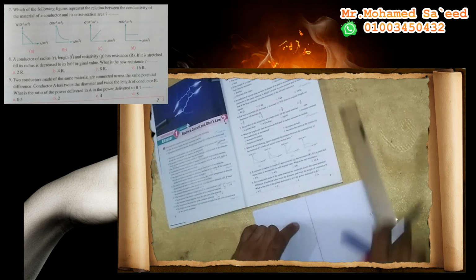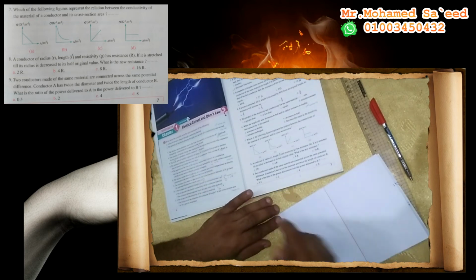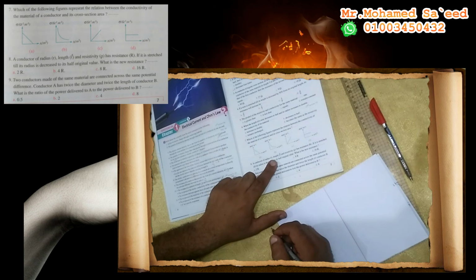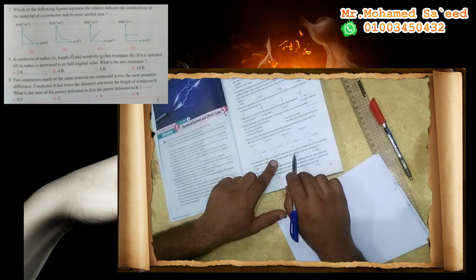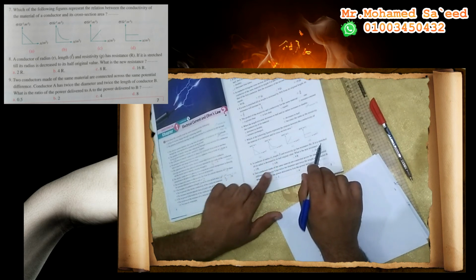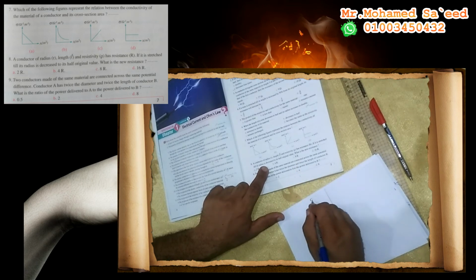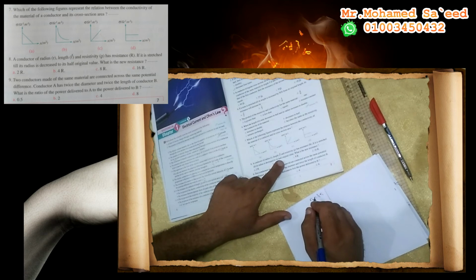Okay. 8. A conductor of radius r, length L and resistivity rho e has a resistance R. If it is stretched till its radius is decreased to its half, R2 equals half R1, what is the new resistance? R2 equals what?